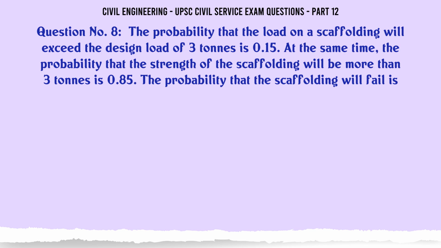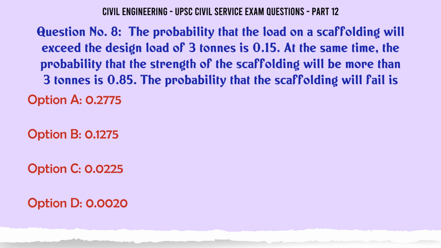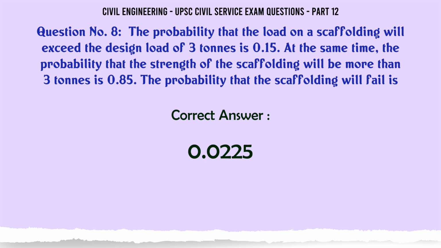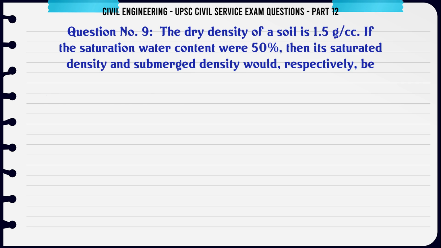The probability that the load on a scaffolding will exceed the design load of 3 tons is 0.15. At the same time, the probability that the strength of the scaffolding will be more than 3 tons is 0.85. The probability that the scaffolding will fail is A. 0.2775, B. 0.1275, C. 0.0225, D. 0.0020. The correct answer is 0.0225.